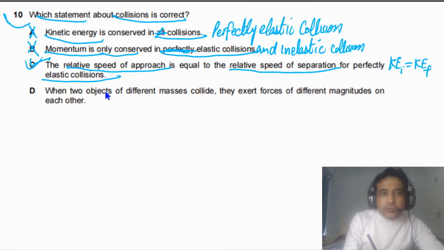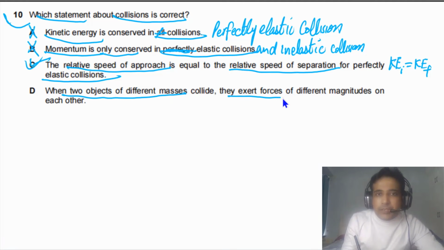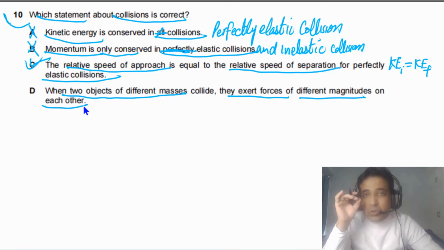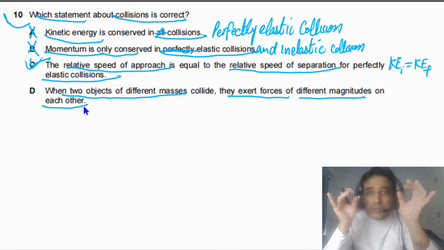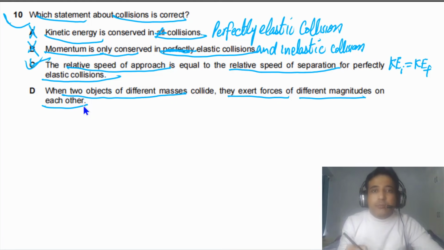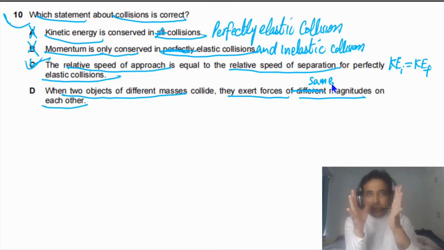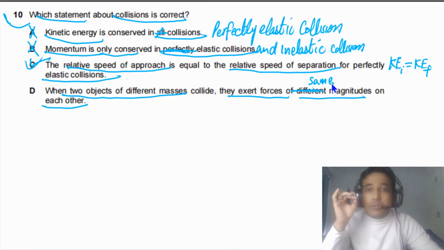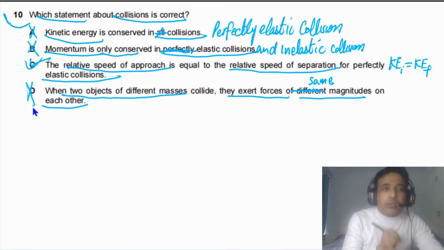If you look at option D, it is given to us that when two objects of different masses collide, they exert forces of different magnitudes on each other. The force applied on two objects when they collide does not depend on the mass of the objects. They exert the same magnitude of force on each other. So option D is also incorrect.